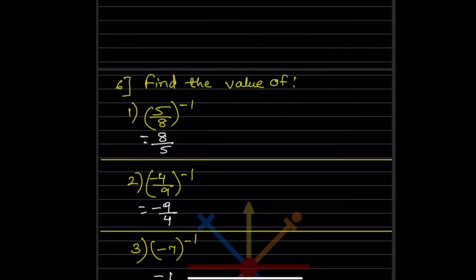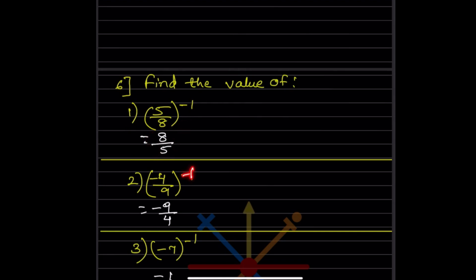Now you have to find the value of the following. So this is actually a negative sign. Whenever we have a negative exponent, the base gets flipped over, so the exponent becomes positive. You can just write it, and anything raised to the exponent 1 should be the same number. So this is just going to be 8 by 5.